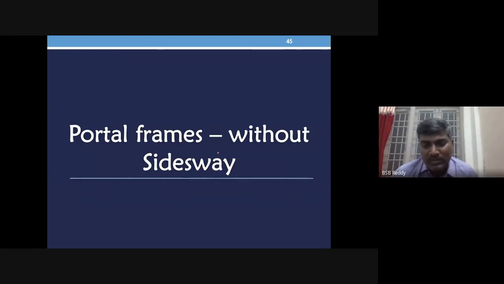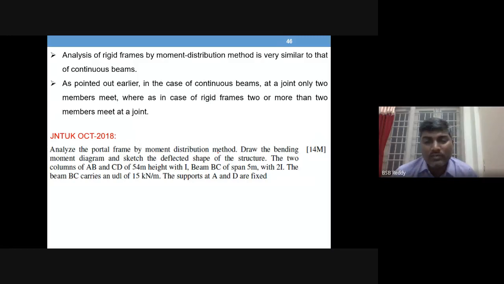There are two cases in portal frames: one without sway and one with sway. The lateral deformation of the frame is called sway. If the frame is not having sway, how do we solve the problem? And if the frame is having sway, how do you analyze the frame using the moment distribution method? Let's see the procedure for analyzing a frame without sway.